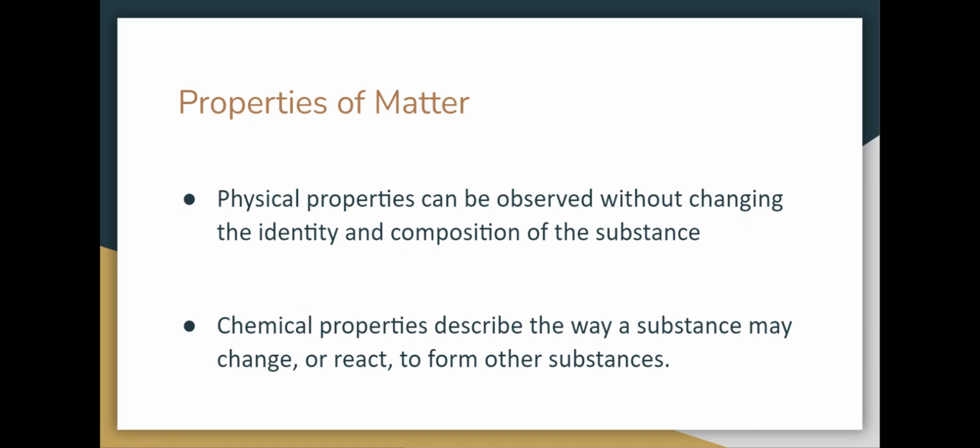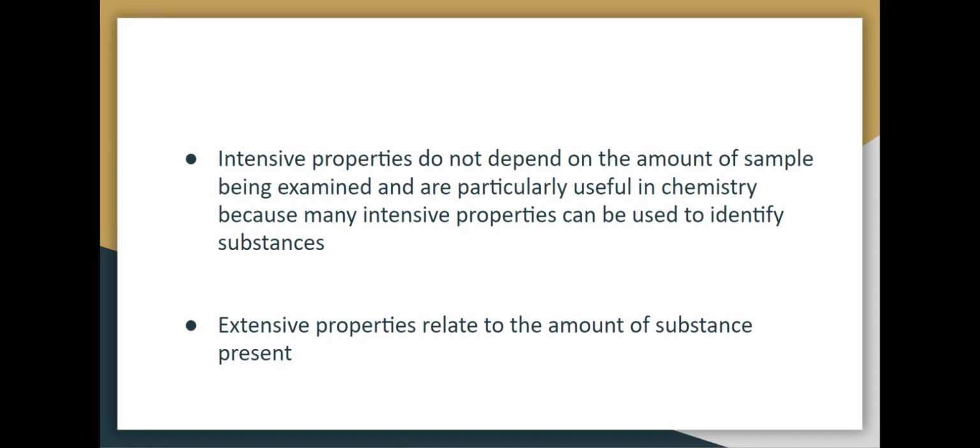So for 1.3, this is properties of matter. There are two main types of properties of matter, the first being physical properties, which can be observed without changing the identity or composition of the substance. These can be things like color or density. The second is the chemical properties, which describe the way a substance may change or react to form other substances. These can be things like flammability, pH, or radioactiveness.